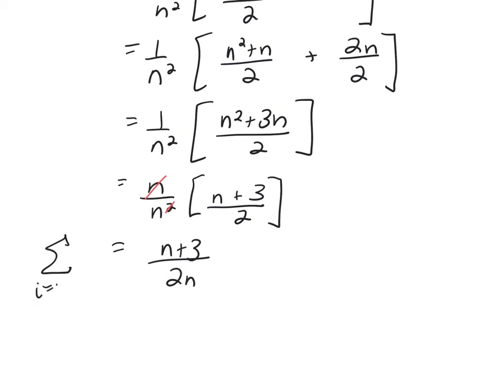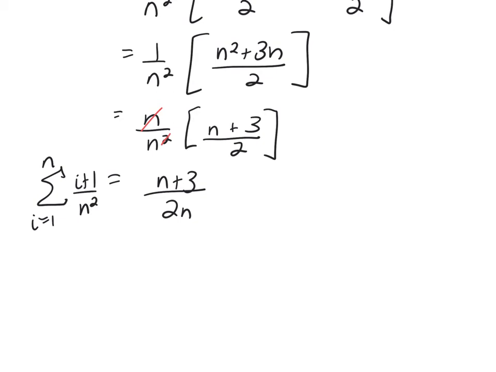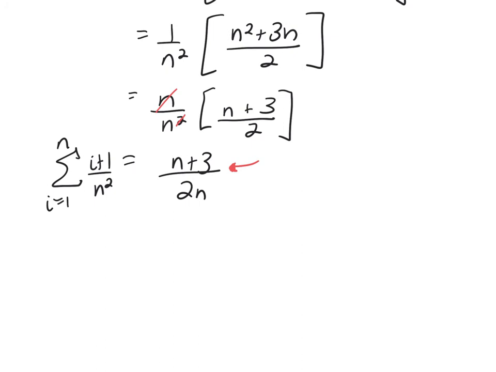So the summation, it was I equals 1 to N, I plus 1 over N squared. What's nice is this is a really, really nice formula. If you notice, I don't have a summation anymore on the right-hand side. So now I can plug in values for N really easy without even adding up numbers. So if N is 10, then what's that summation equal to? The summation will be equal to 13 over 20. Just plugging in N equals 10 into our formula there, it's 0.65.